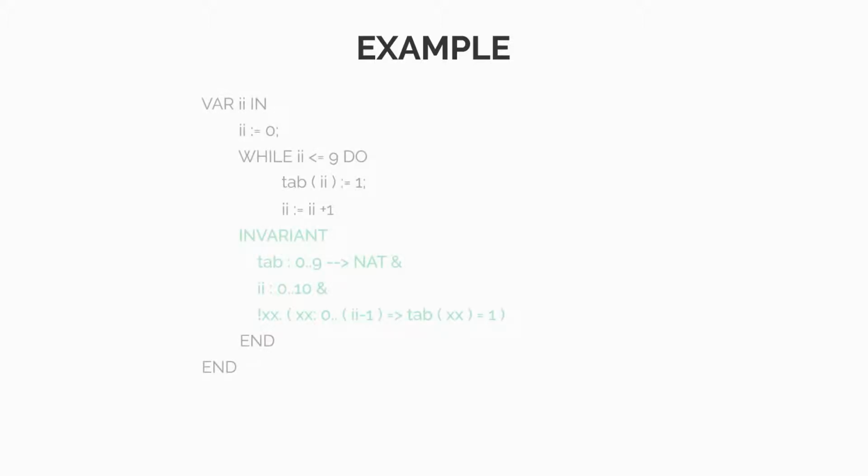In our loop now, we add the invariant that we have just proposed. So we add the invariant saying that tab belongs to the set of total functions from numbers ranging from 0 to 9, to the finite set of natural numbers, and ii belongs to the set of numbers ranging from 0 to 10, and that for all xx, if xx belongs to the set of numbers ranging from 0 to ii minus 1, then the tab at position xx equals 1.